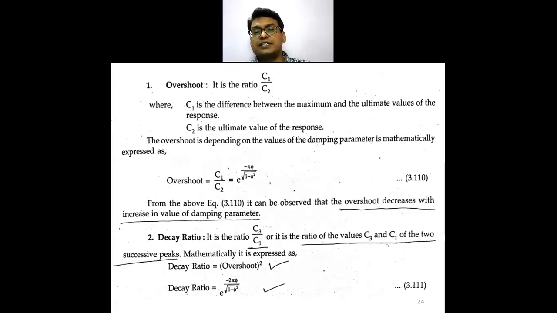Overshoot decreases with the increase in the value of the damping parameter phi.